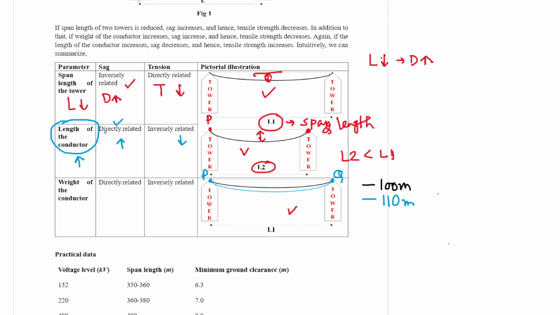That is why it is written directly related, and tensile strength at these 2 points P and Q will be less. That is why we call it inversely related.